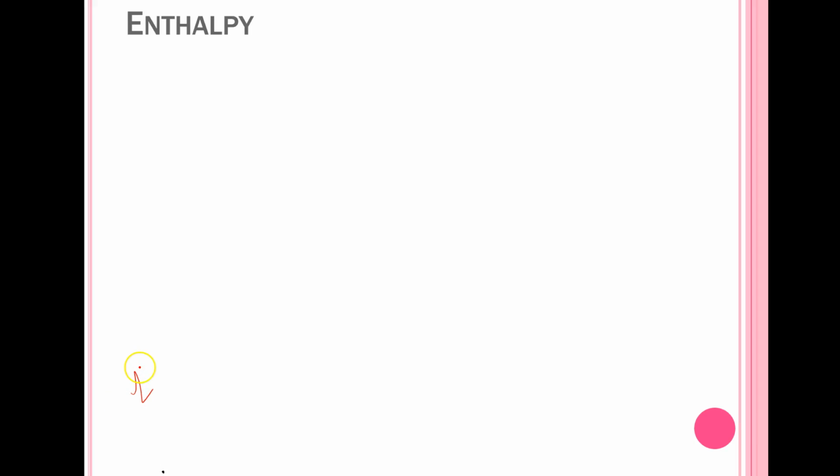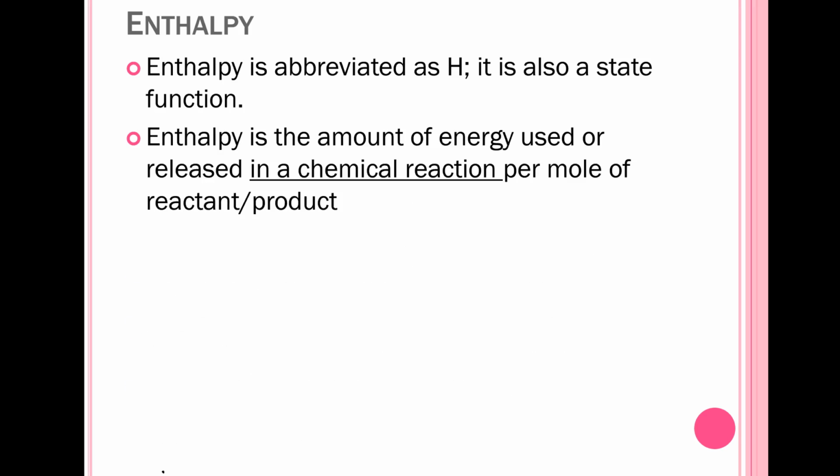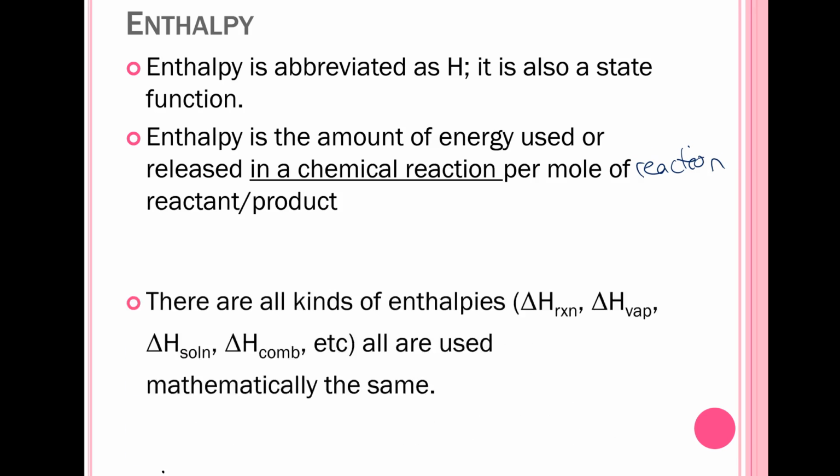Okay, so we're going to talk about something called enthalpy now, which is very similar to heat, but it tends to be a little confusing. Enthalpy is abbreviated as an H. It is also a state function, much like temperature. It is the amount of energy used or released in a chemical reaction or a chemical process. It's usually per mole of what they refer to as reaction. Okay, reactant and product. I'll show you what that means in a minute.